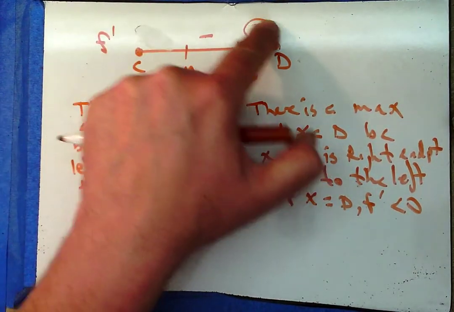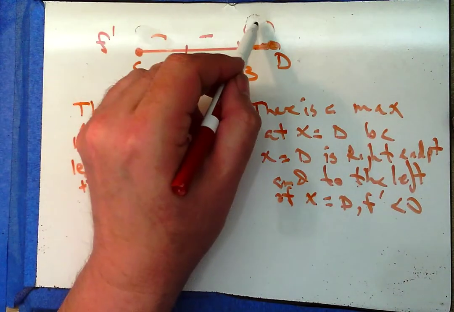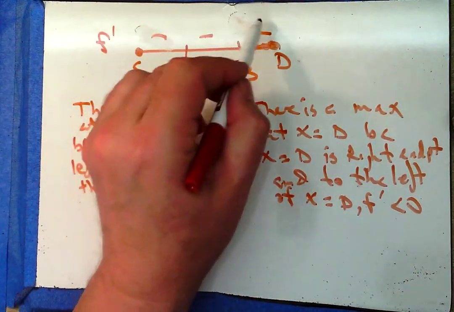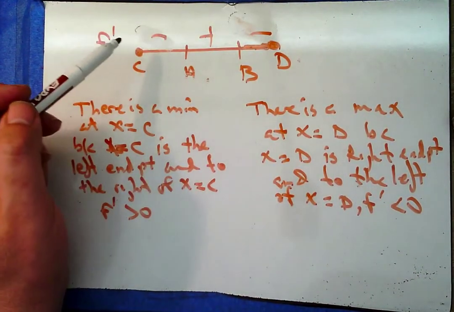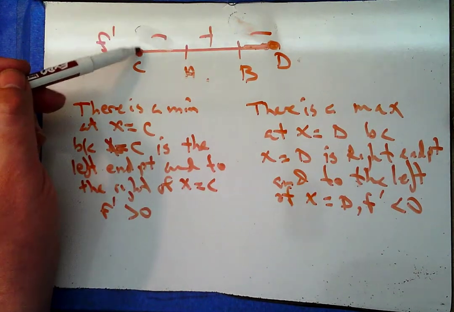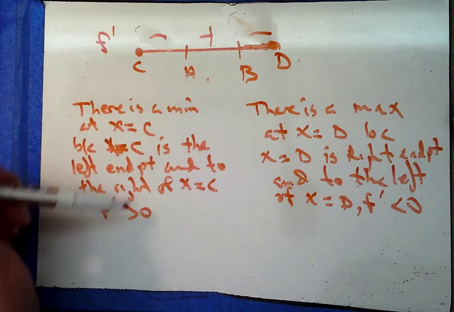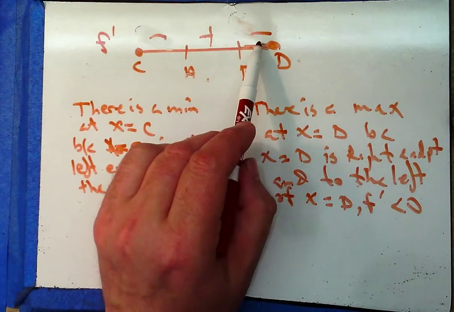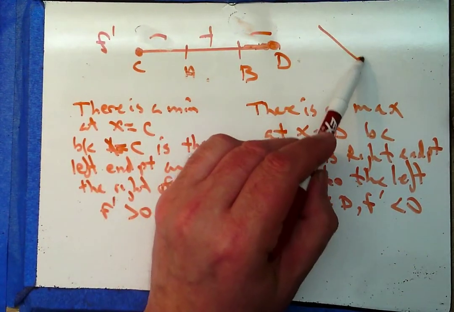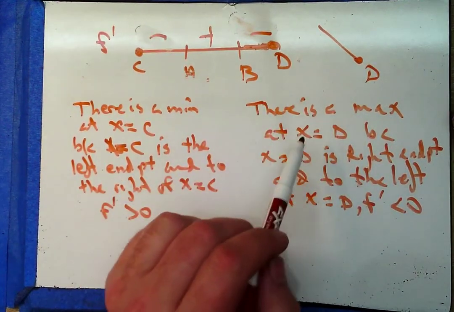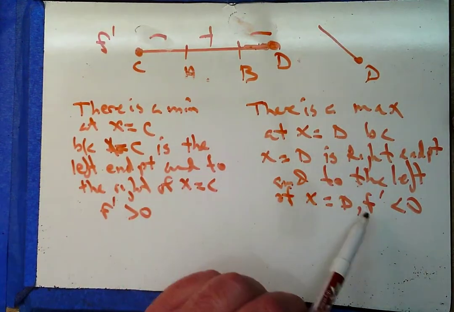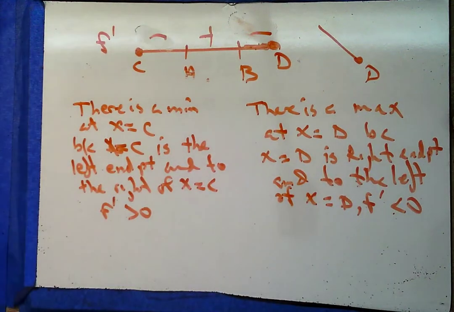Of course, if these changed, minus and minus, now I'd be talking about a different situation. From this point, I would be decreasing, so I would have a max here, and I would have to flip this. And here, my function would be decreasing until I got to point D. And so I would say I have a min at D, and I would have to flip this as well.